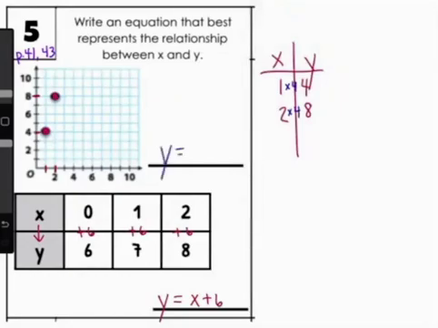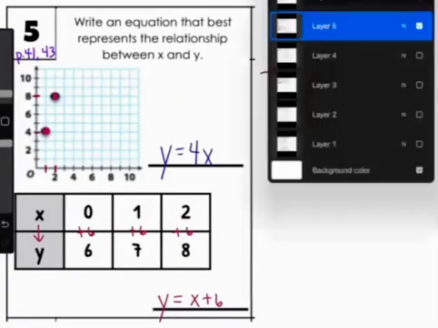So y equals 4x, which means 4 times x. Really hard again to get that straight from the graph. So really try to make that into a table.